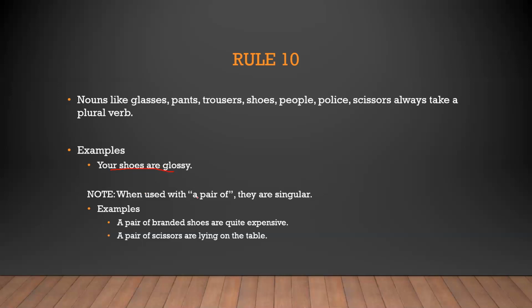Note: the exception is there when we add the words a pair of. That is, we are talking about one. Then we use the singular verb. A pair of branded shoes is quite expensive. A pair of scissors is lying on the table. We are not saying scissor, because two blades are there. That is not singular, that is plural. So scissors is plural, but we make it singular by adding a pair of.